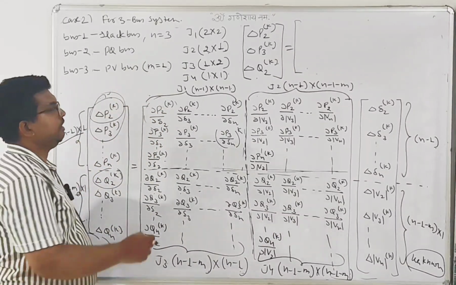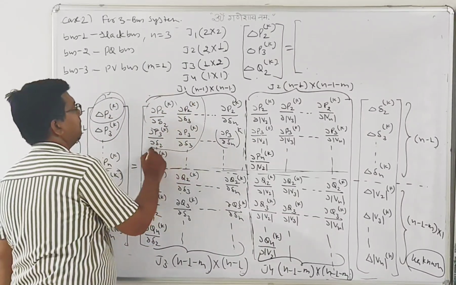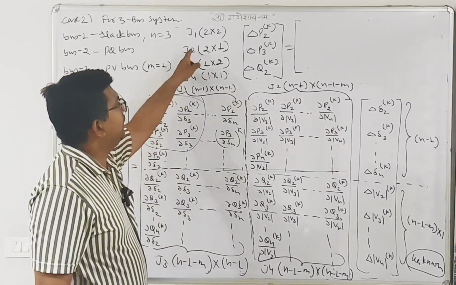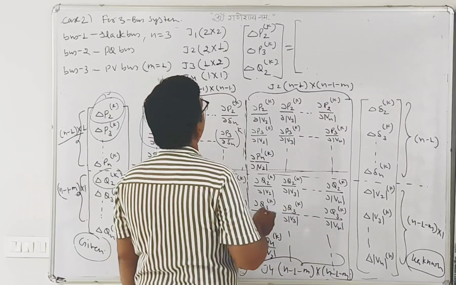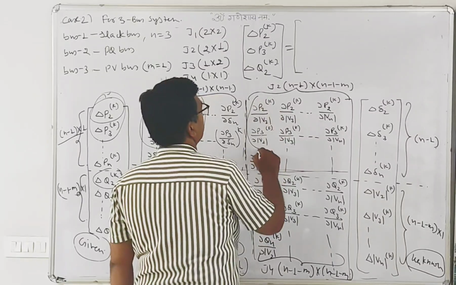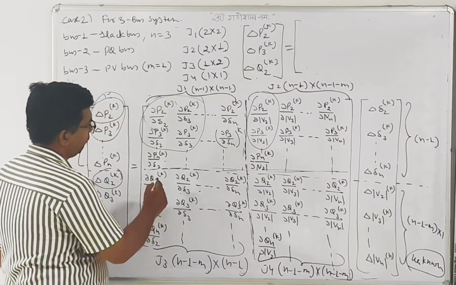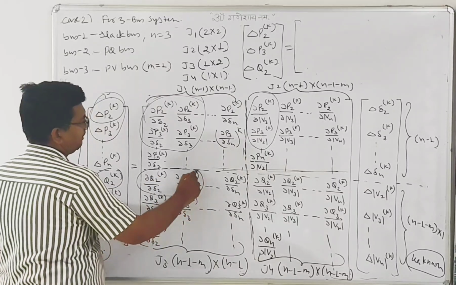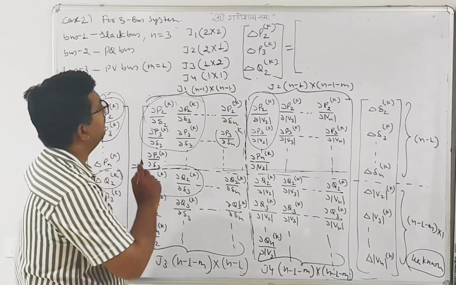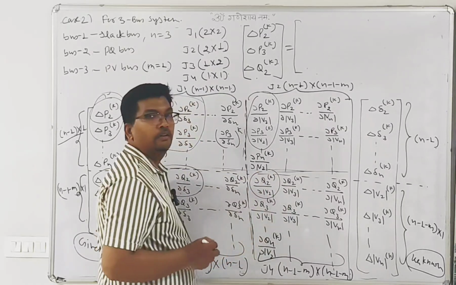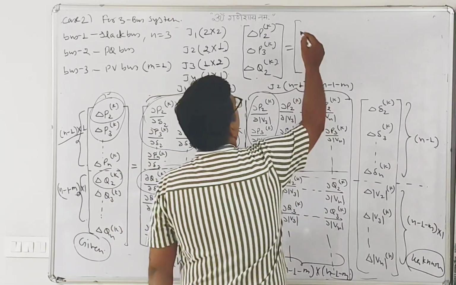J1 is 2 cross 2. It means you have to consider the 4 elements. Mind it carefully, it becomes 2 by 2. J2 is 2 cross 1, it means 2 rows, 1 column. We have to consider this. J3 is 1 row, 2 columns. We will consider this. And J4 is 1 cross 1. We will consider only this element. So what does this structure become?